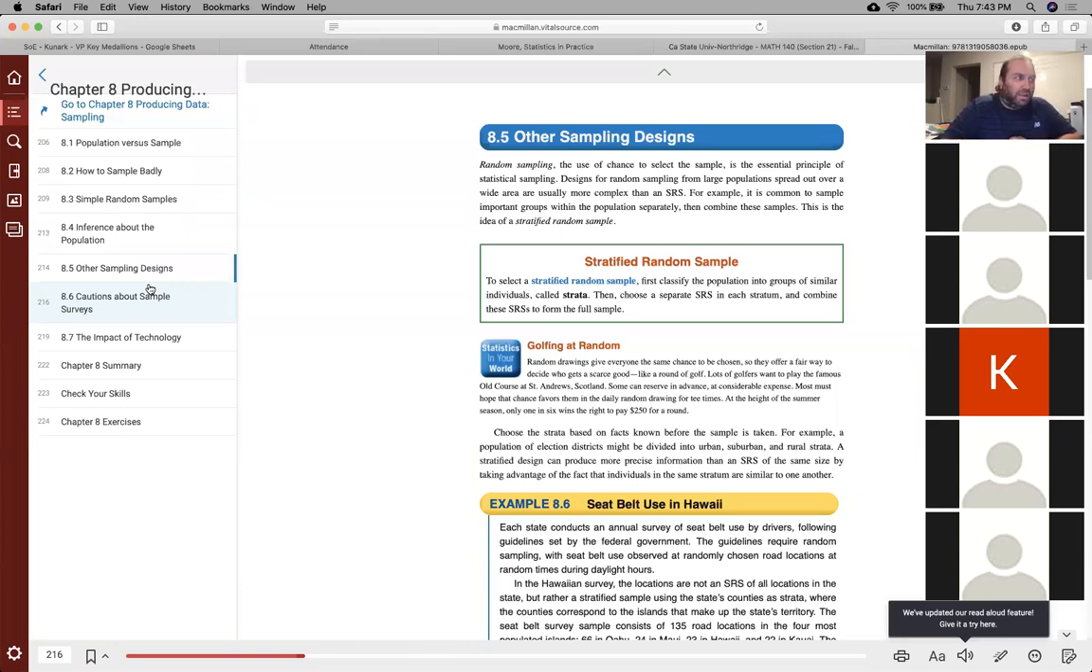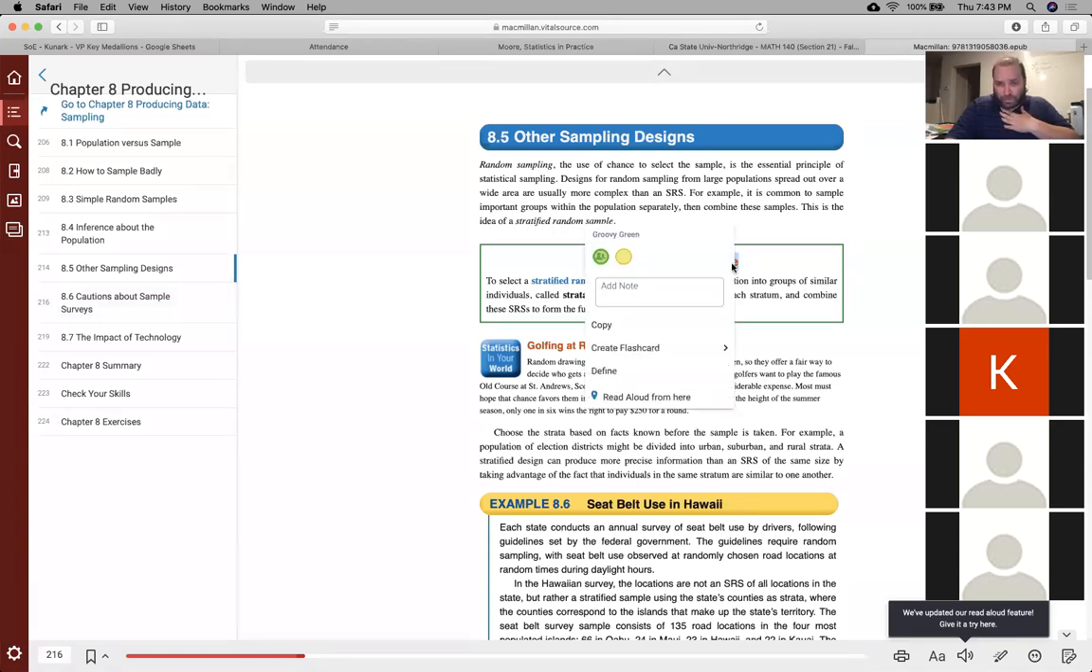Okay, we know that a volunteer sample is bad. We know that a convenience sample is bad, and we know that an SRS is good. There are other ones that are not quite SRSs, but are good in their own right. And the first one is called a stratified random sample.